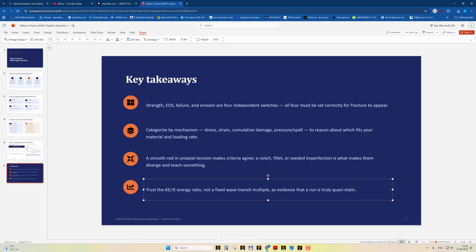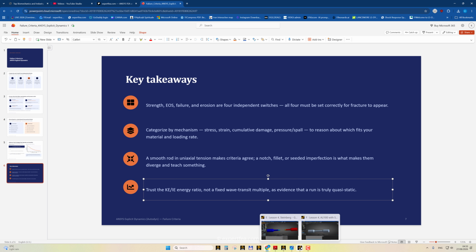And by the way, in order to believe that we are in a quasi-static simulation, normally our simulation should be kind of static. Because we are using explicit dynamics, we are close to static, let's say. We need to check the trend between the kinetic energy and the internal energy. Let me show you.